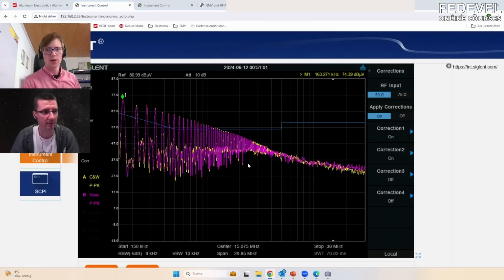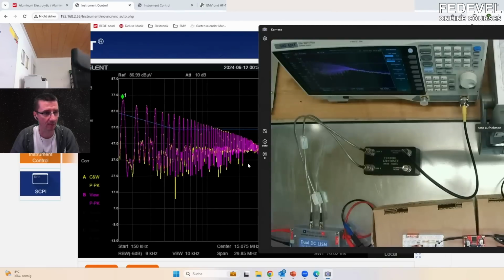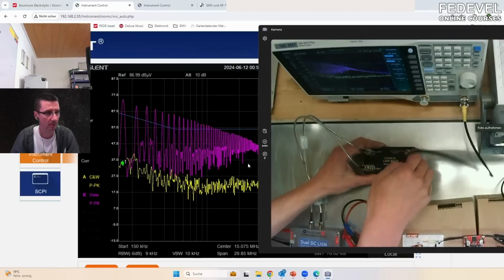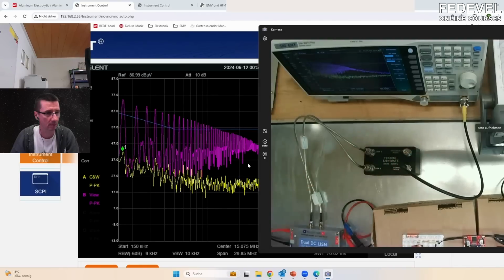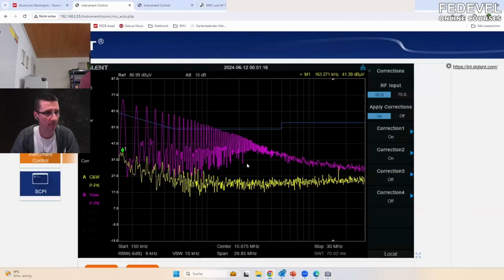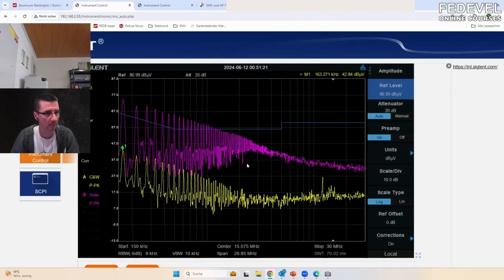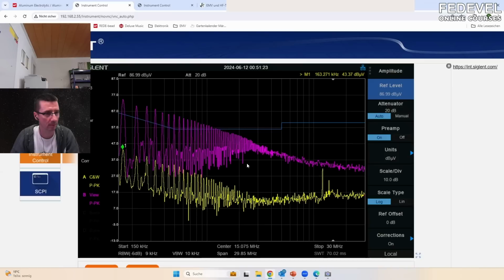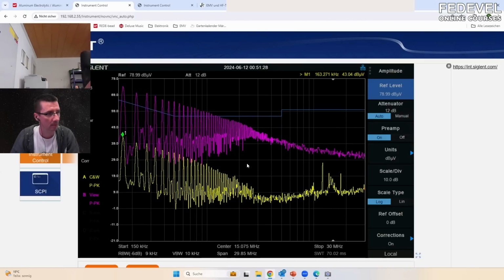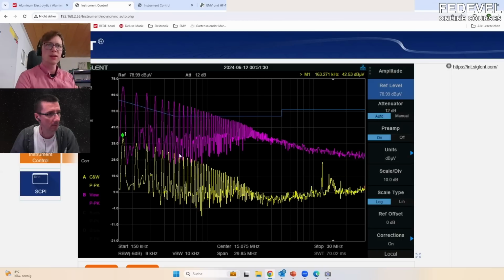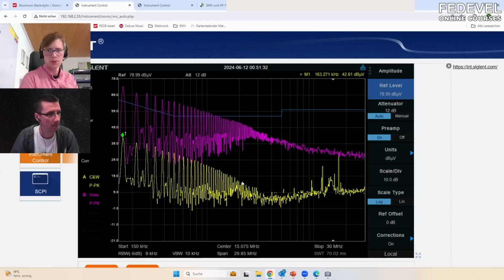Yes. Let's maybe also have a look at the common mode. Yeah, I'm curious. So I changed this one here to the other connection, and this is what we have at common mode. I can also add the preamplifier here to get a little bit more sensitivity. And you see it's much less common mode than differential mode.